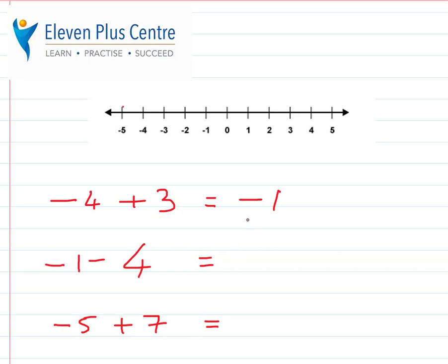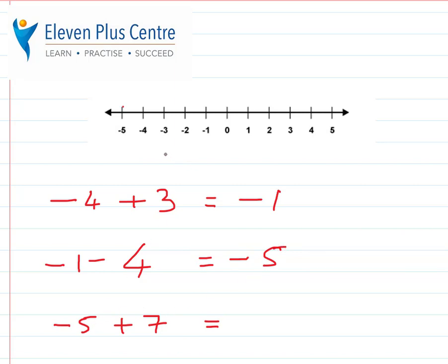Hopefully you've worked this out. Let's do the next one. We've got -1 minus 4. We're going to start at -1. Remember, when we're minusing a number, we're going this way. We're making it smaller. So -1 minus 4 means 1, 2, 3, 4. We end up on -5.